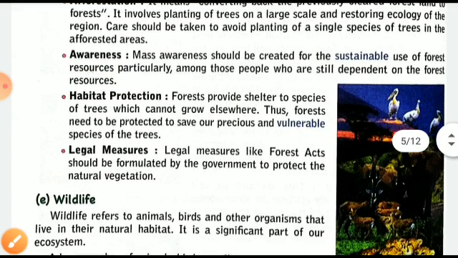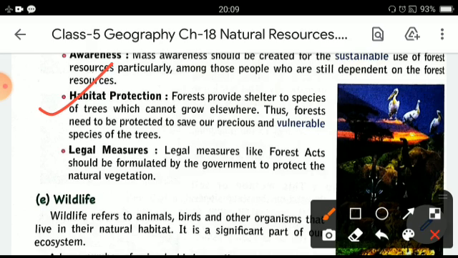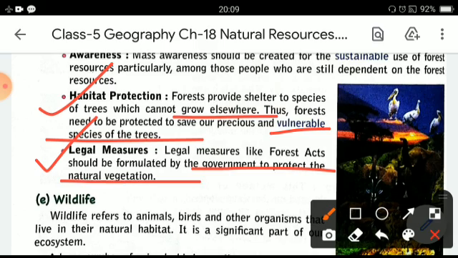Next step is habitat protection. Forests provide shelter to the species of trees which cannot grow elsewhere. Thus, forests need to be protected to save our precious and vulnerable species of trees. And legal measures like a Forest Act should be formulated by the government to protect the natural vegetation.